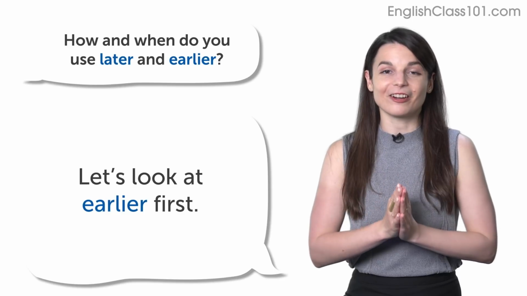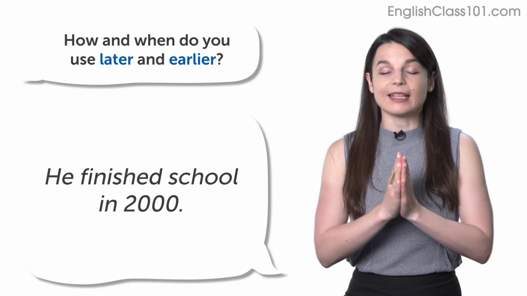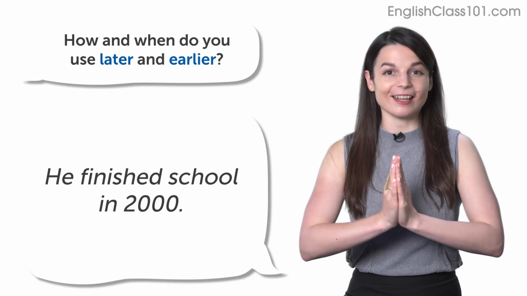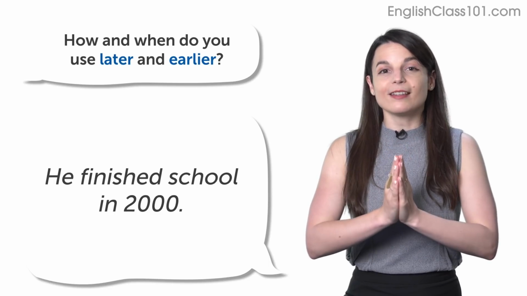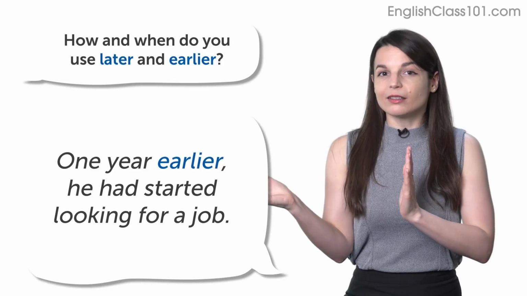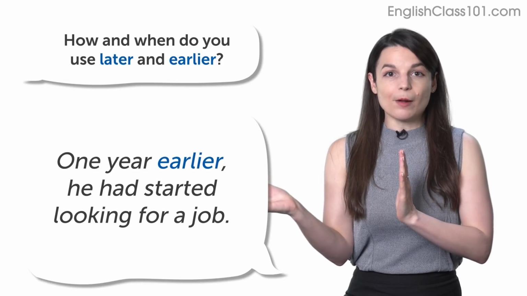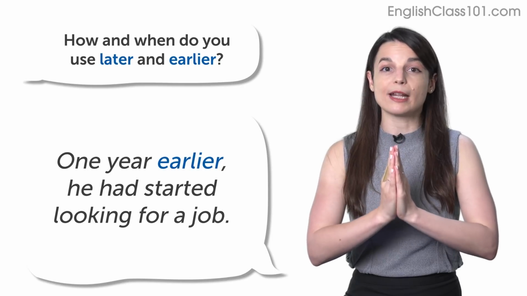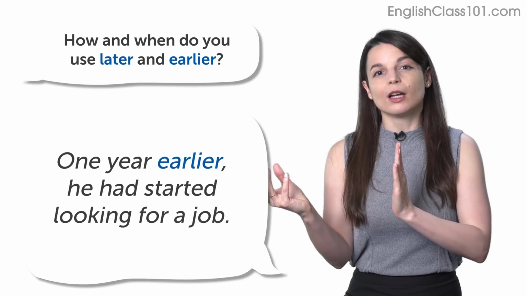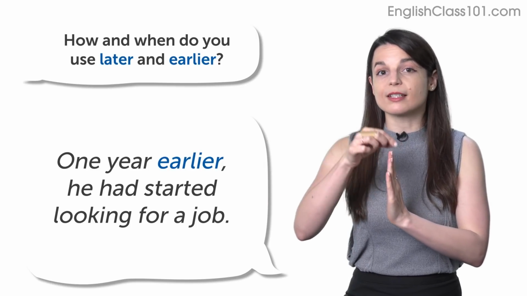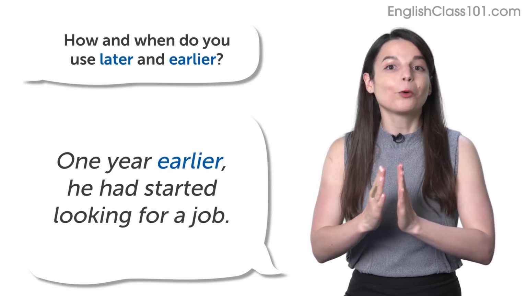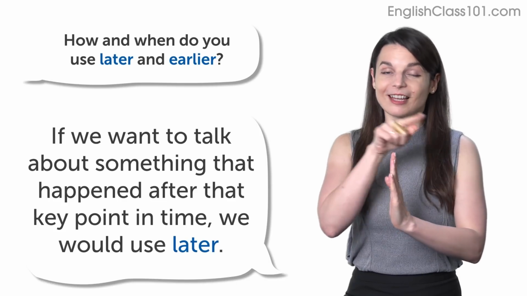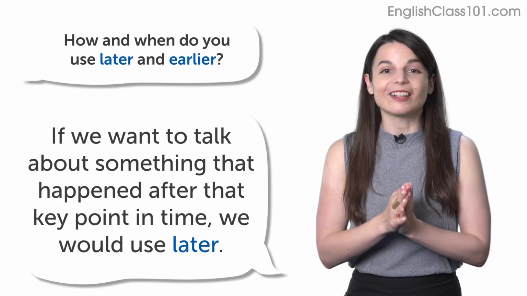Let's look at earlier first. So, for example, "he finished school in 2000." We want to talk about the year 2000 in this case, a past tense point. We could say something like, "1 year earlier, he had started looking for a job." So that means 1 year before this key point in time we already introduced. So earlier refers back to the previously introduced point in time. This sounds quite natural. On the other hand, if we want to talk about something that happened after that key point in time, we would use later to do that.